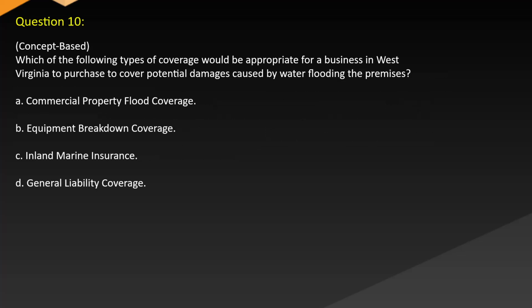Question 10. Concept-based. Which of the following types of coverage would be appropriate for a business in West Virginia to purchase to cover potential damages caused by water flooding the premises? A. Commercial property flood coverage. B. Equipment breakdown coverage. C. Inland marine insurance. D. General liability coverage.